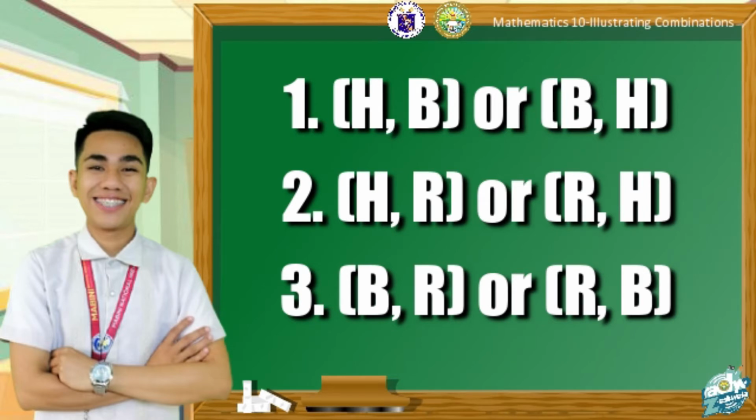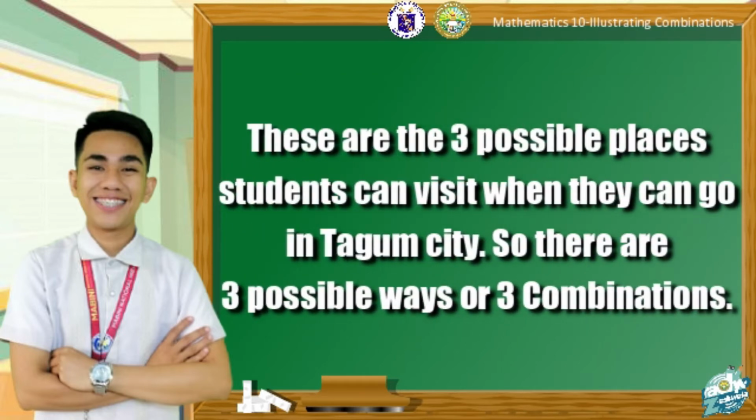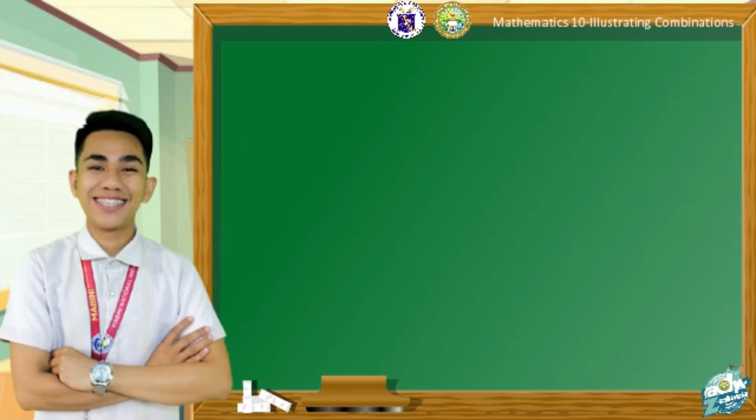And number 3. They can go to Botanical Park of Tagum City, then go to Tagum City Rotary Park, or vice versa. So, these are the 3 possible places students can visit when they go in Tagum City. So, there are 3 possible ways or 3 combinations.